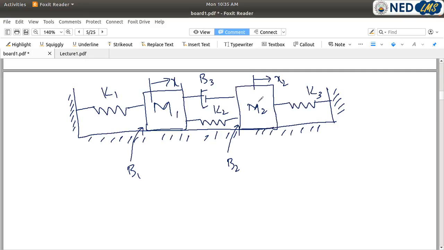So here you can see, if I hold this mass with the hand and start moving this mass, then this mass is movable. Similarly, if I hold this mass with my hand and start displacing this mass, then this mass can also be displaced towards positive or negative x-axis. So we can say this system is of 2 degrees of freedom, and we can represent this system with two differential equations. The number of degrees of freedom is equal to the number of differential equations that we must make to represent that system.